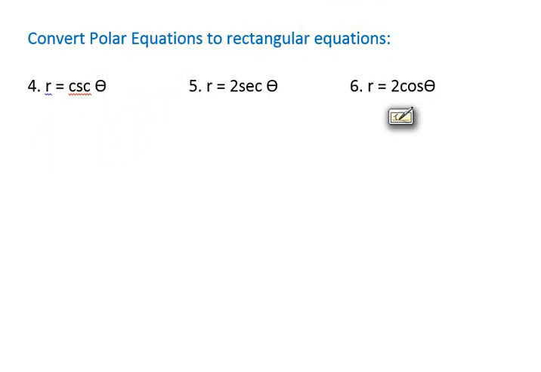Okay, for example 4, we have r equals the cosecant of theta. None of your regular formulas that I ask you to memorize have the cosecant in them, so we're going to go with the trig identity and say that r equals 1 over sine theta, because cosecant is the same thing as 1 over sine. And this is similar to that last one where we're going to multiply by sine on both sides.